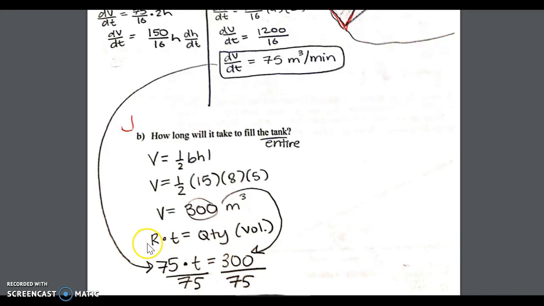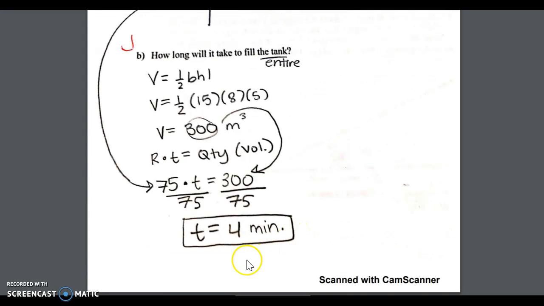And we know our rate, which we found in the previous problem of dV/dt, the rate of the volume that is increasing, 75 right there. The only thing we don't know is t. So we can now isolate t, and when we do, keeping our units straight, we know it has to be 4 minutes.